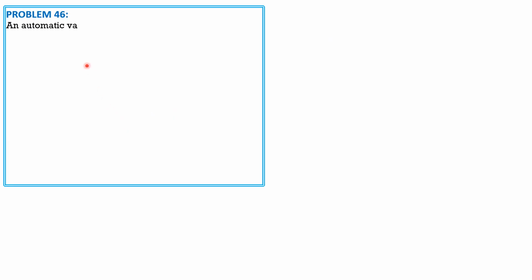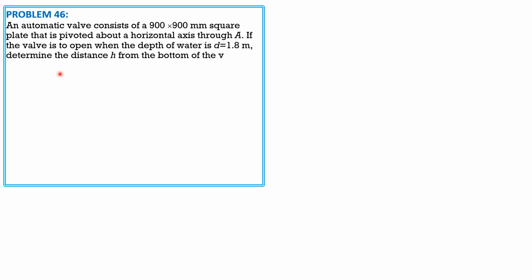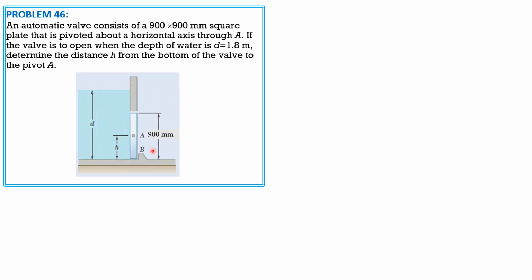Problem 46. An automatic valve consists of a 900 by 900 mm square plate that is pivoted about a horizontal axis through point A. If the valve is to open when the depth of water is D equals 1.8 meters, determine the distance h from the bottom of the valve to the pivot A. So here's the given figure.